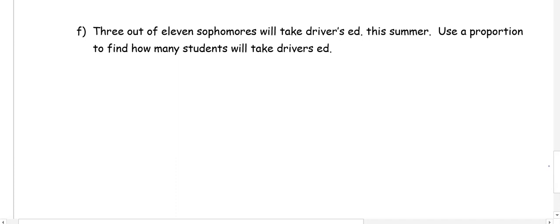In part F, 3 of 11 sophomores will take driver's ed this summer. Use the proportion to figure out how many students will take driver's ed. So there's 3 out of 11 equals, we don't know how many are taking driver's ed, but we know there are 920 sophomores. So when we cross multiply, we get 11x equals 3 times 920.